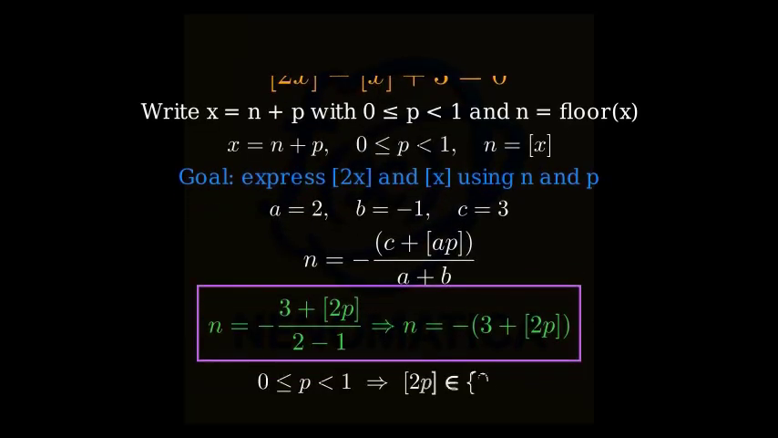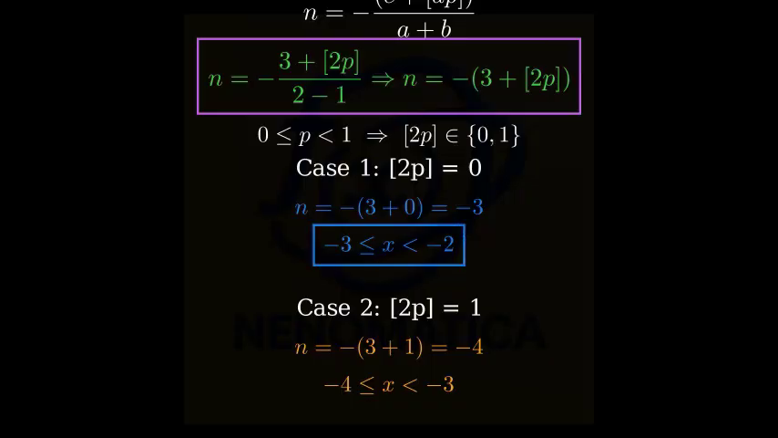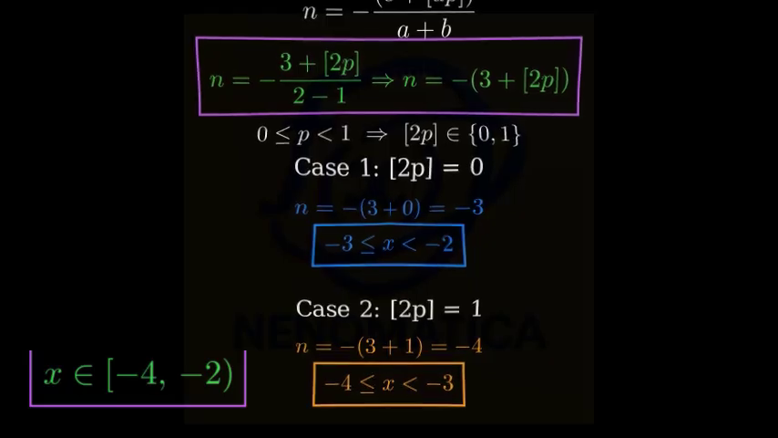We evaluate two cases. Case 1, if floor of 2p equals 0, then n equals negative 3, which implies x is between negative 3 and negative 2. Case 2, if floor of 2p equals 1, then n equals negative 4, which implies x is between negative 4 and negative 3. Let's place these intervals on a number line to see the union clearly. We will draw in interval notation. x is in the interval left bracket negative 4 comma negative 2 parenthesis.